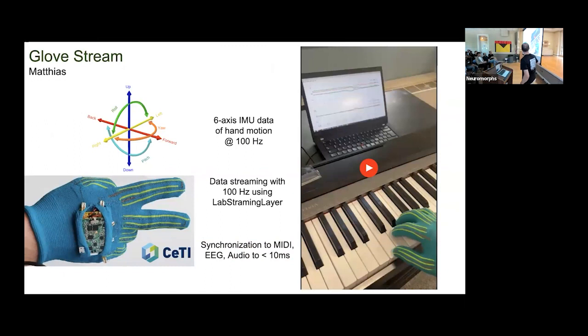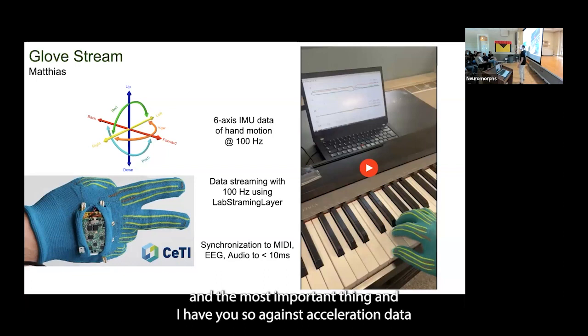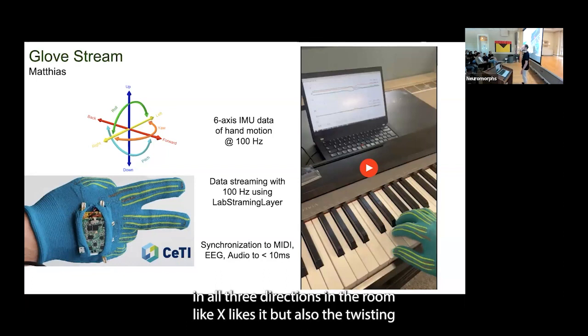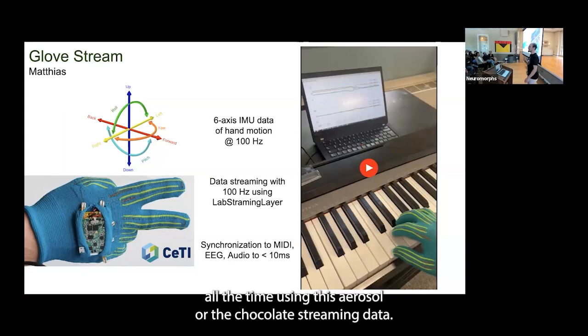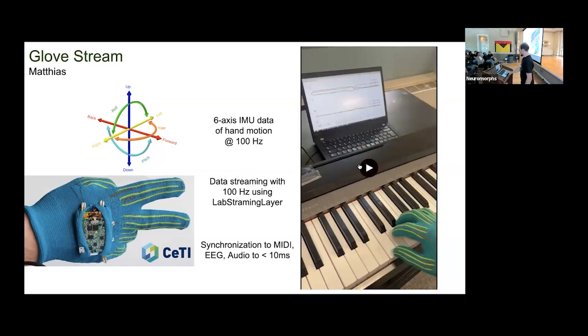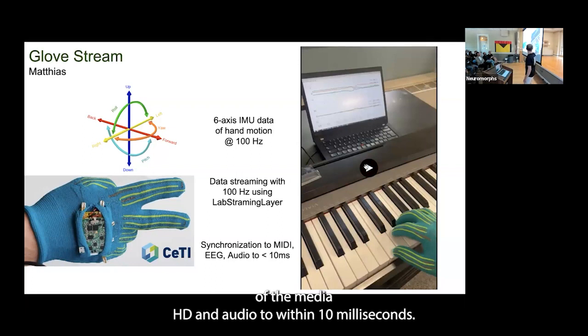Yeah, so we've heard about the glove. I just want to quickly introduce what it actually is. So it's a glove for a local project. Yeah, so it has some processor, but the most important thing, an IMU. So it gets the acceleration data in all three directions in the room, like X, Y, Z, but also the twisting, so the angular velocity in all these directions. So these are 6 axes. We're sampling at 100 hertz. And yeah, similar is also Timbit. We are streaming the data all the time using LSL, short for lab streaming layer. And with this, we achieve a synchronization of the MIDI, EEG and audio to within 10 milliseconds.